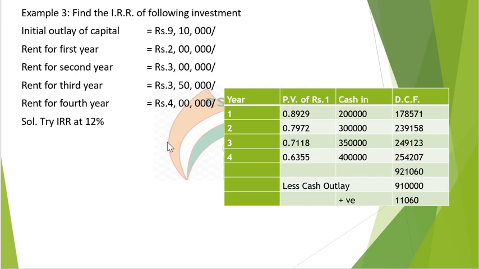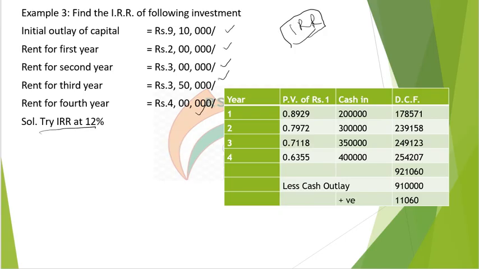Find the IRR of the following investment. Initial outlay capital is 9 lakh 10,000. First year rent is 2 lakh. Rent for second year is 3 lakh. Rent for third year is 3 lakh 50,000. Rent for fourth year is 4 lakh. So you have to find IRR. So we will do trial and error. Let us suppose we try at 12%.